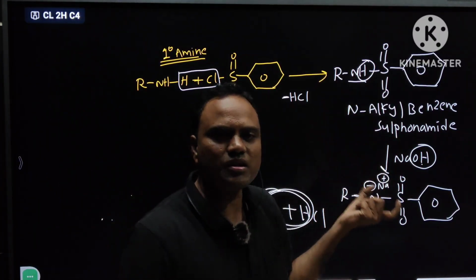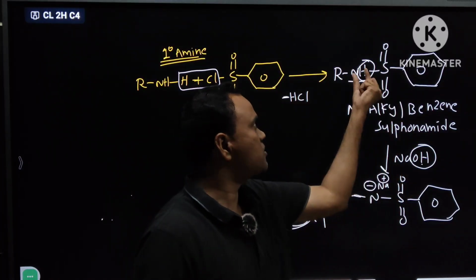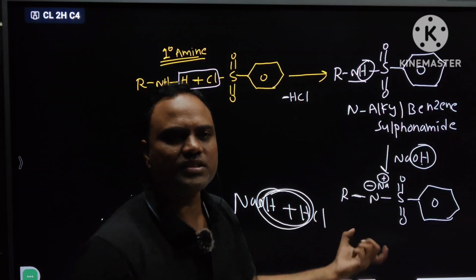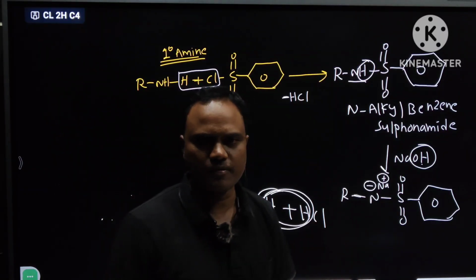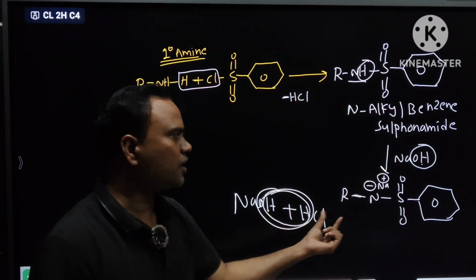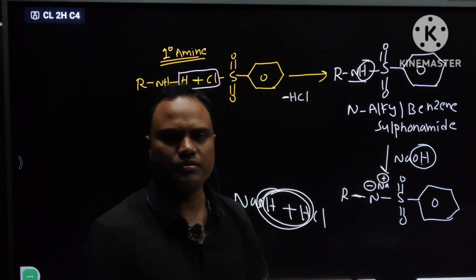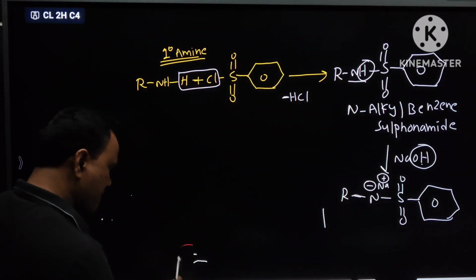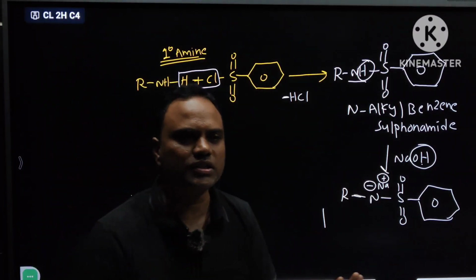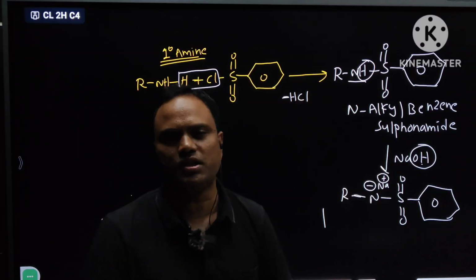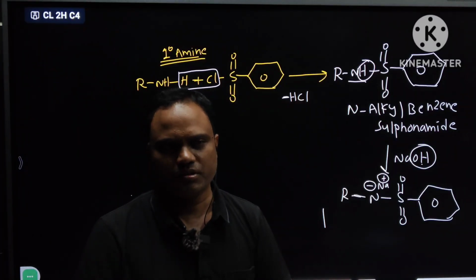OH eliminated. What is remaining? Na plus attaches to nitrogen. So soluble salt. Like acid-base reaction. Okay? Any doubt in this? OH. Here also OH. Clear? Right. So that is about a mechanism. You need not learn this mechanism, but if you try to learn, you will understand the reaction easily. Right?